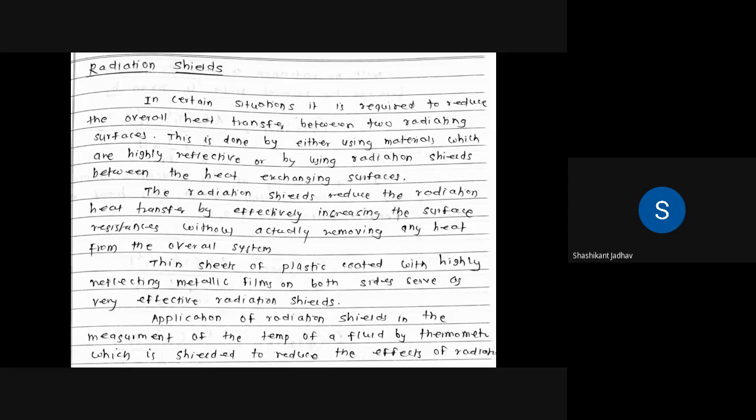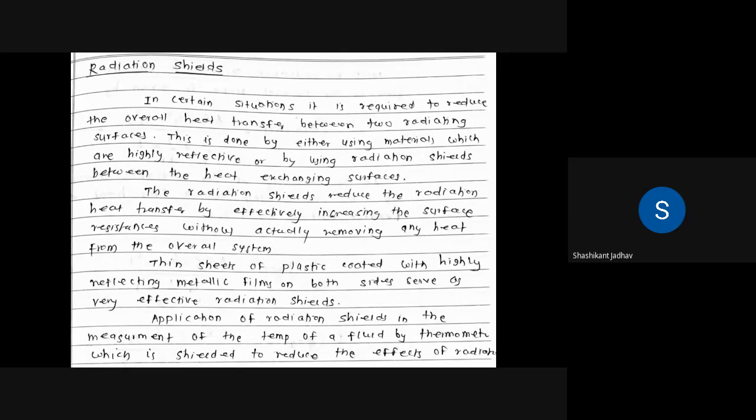Okay, so the radiation shield reduces the radiation heat transfer by effectively increasing the surface resistance. ज्यावेळेला आपण एखादी प्लेट त्या दोन प्लेटच्या मध्ये पुट करणार आहे त्यावेळेला सरफेस रेजिस्टन्स इन्क्रीज होणार आहे. And due to the increase of surface resistance, automatically the net heat transfer will be reduced. Okay, so a thin sheet of plastic coated with highly reflective metallic film on both sides serves as a very effective radiation shield.